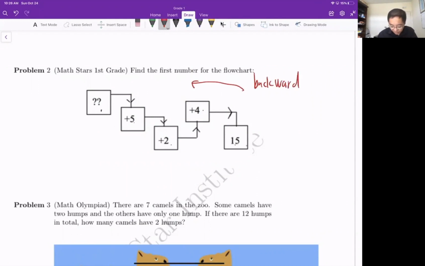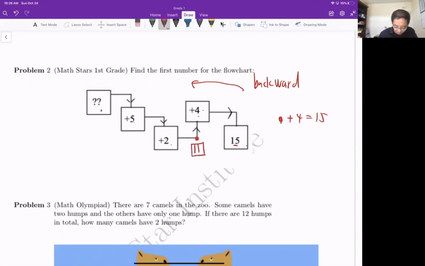Backward. We start with 15. This is some number here, right? Plus 4 equals, so what's the number? Plus 4 will give us 15. We know it's 11. 11 plus 4 is 15, right? So this number is 11 here.